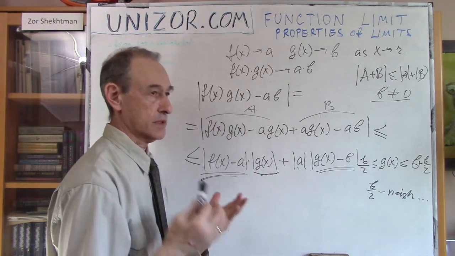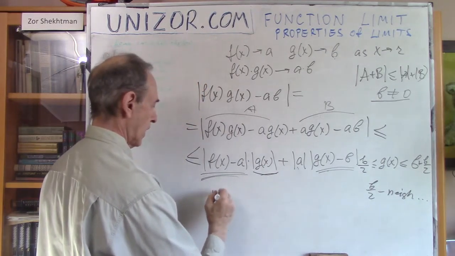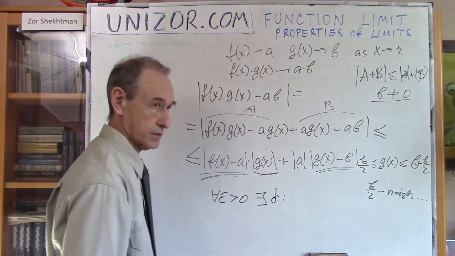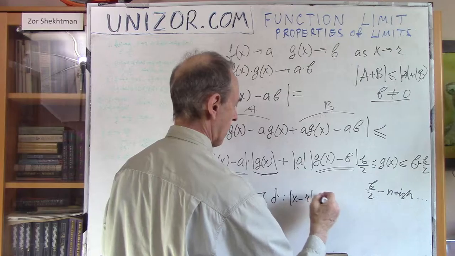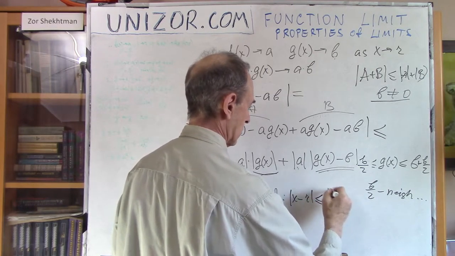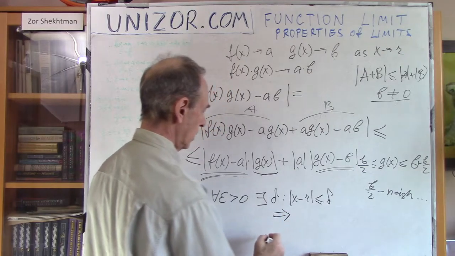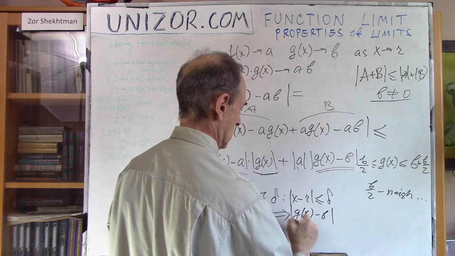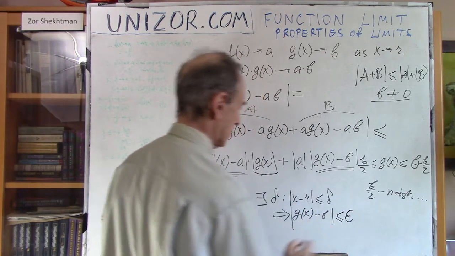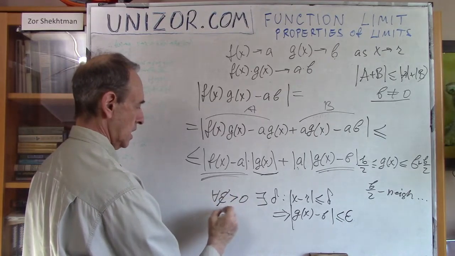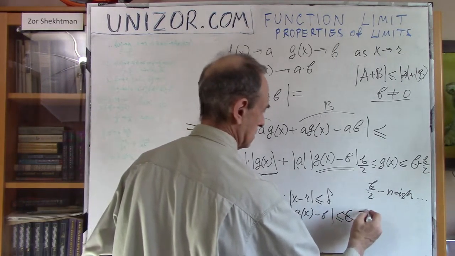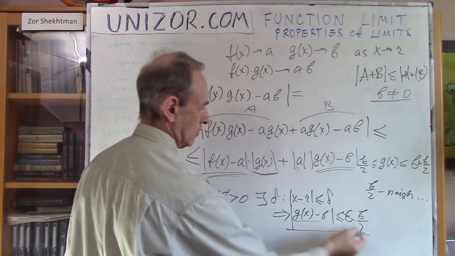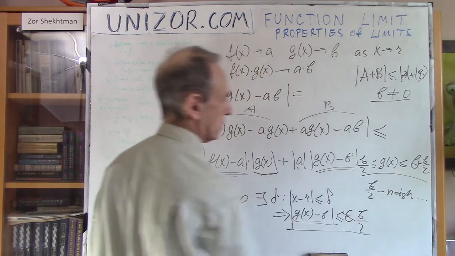Why? Well, that's quite obvious, since I know that for any epsilon greater than zero there exists such delta that as long as |x minus r| is less than or equal to delta, it immediately follows that |g of x minus b| would be less than epsilon, right? So choose epsilon equal to b over 2. It's for any epsilon, right? So I choose this one. And now I have this. This is equivalent to this.